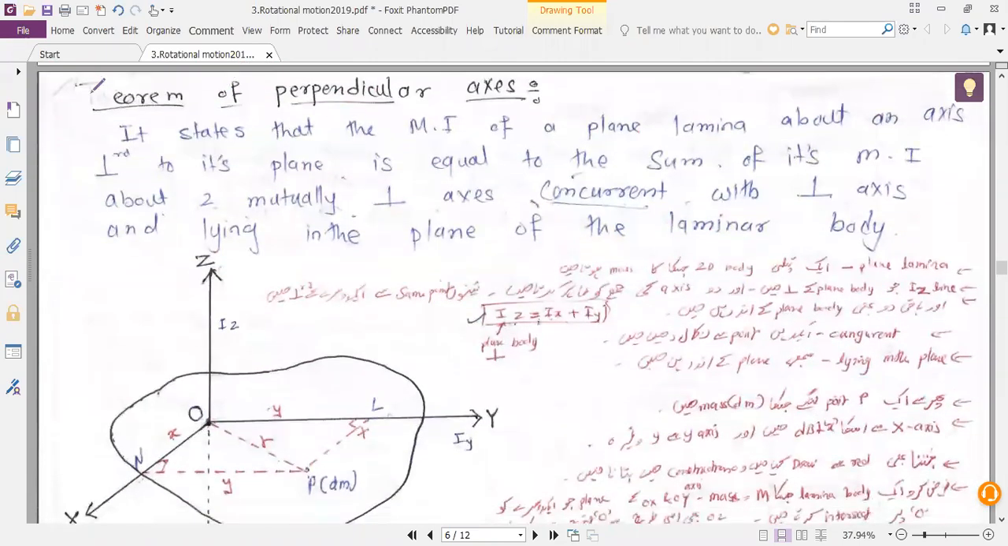The second theorem is the perpendicular axis theorem. What does the theorem say? The theorem says... Sir, there is no time now, sir. We have time, 3 minutes. I hope we cover this theorem too, or we will stop here. Okay, no worry, we will stop here and deal with this theorem tomorrow.